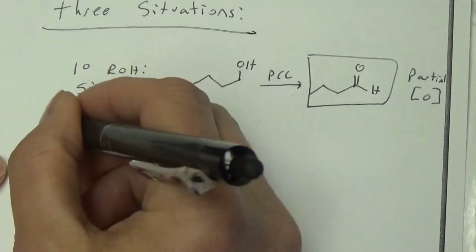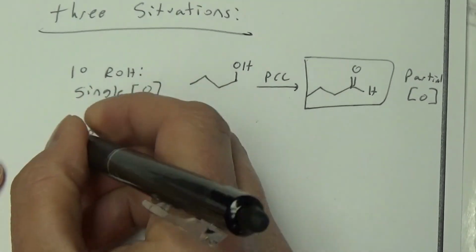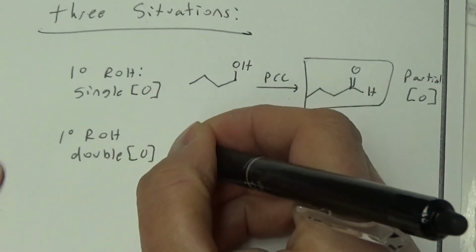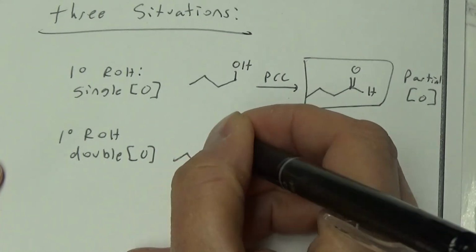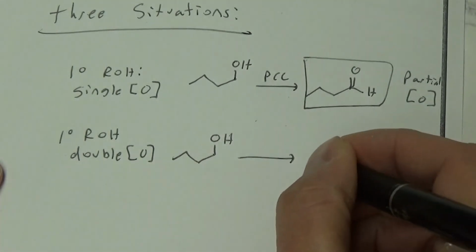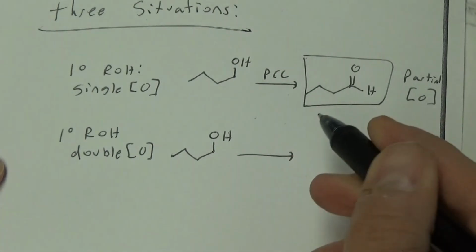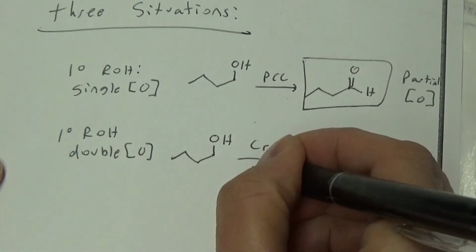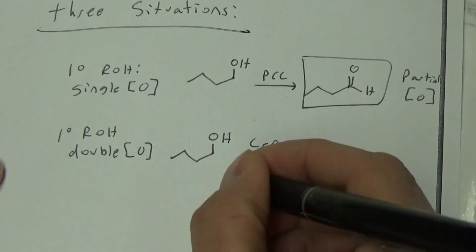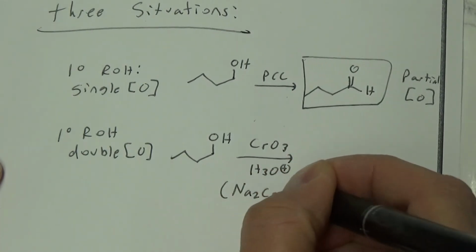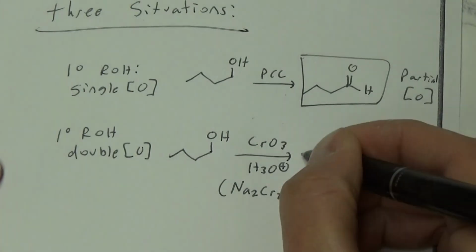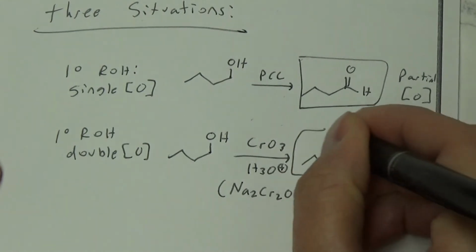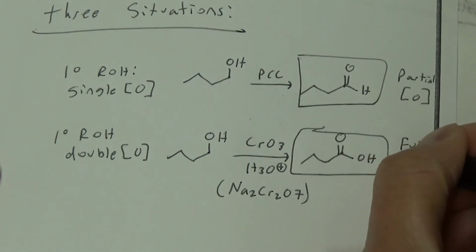Alright, and then if we have a primary alcohol, we can also do a double oxidation. And what did we say was the oxidizing agent that gives a full oxidation? It's not PCC, but it's CrO3 in acid, H3O+. Now the book mentions Na2Cr2O7, which does the same thing. End result is a double oxidation to the carboxylic acid, right? Or we'll say full oxidation.